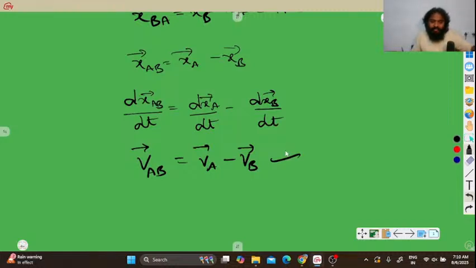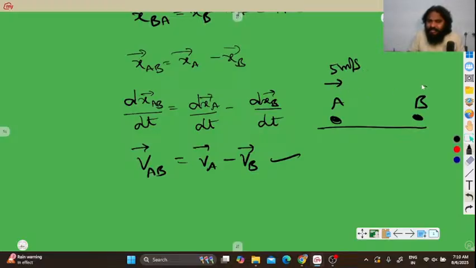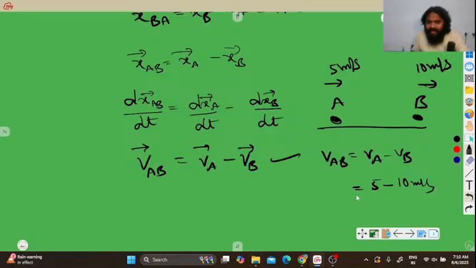So if they give any relative values, for example, just imagine there are two cars, or two particles. This is car A and this is car B. Car A is moving in this direction at 5 meters per second, and car B is also moving in this direction at 10 meters per second. They both are moving in the same direction. Now the velocity of A with respect to B is vA minus vB. What is vA? It is 5 meters per second minus vB, which is 10 meters per second. Now I am getting minus 5 meters per second.